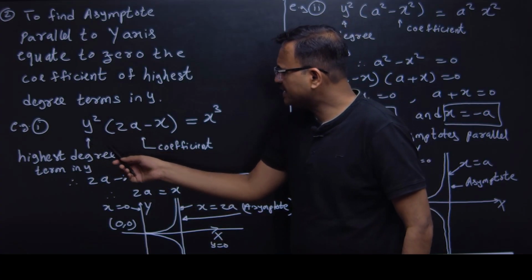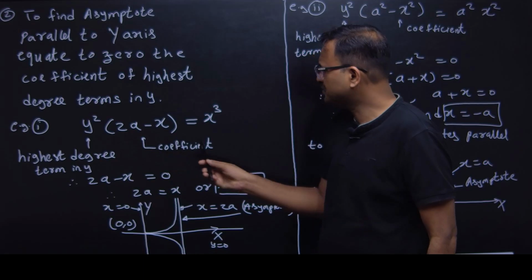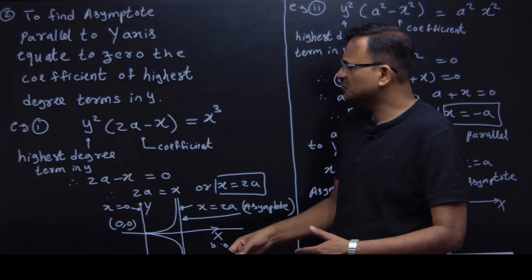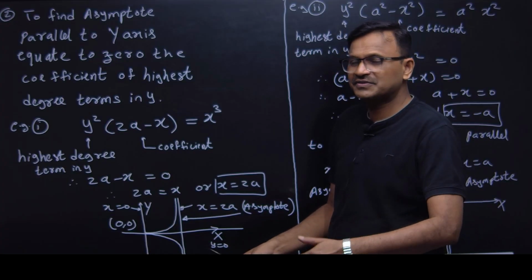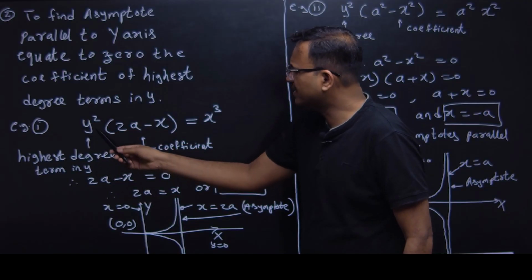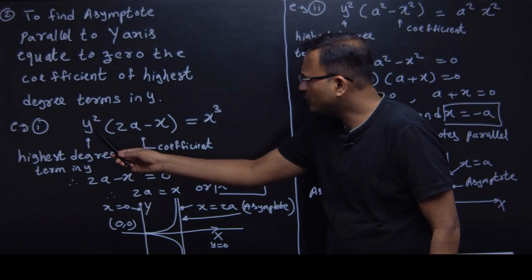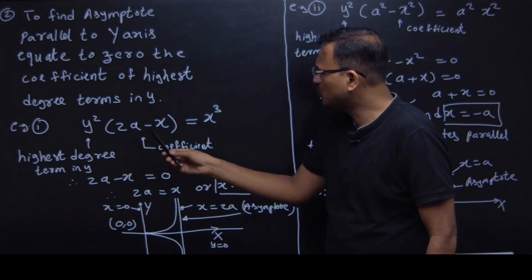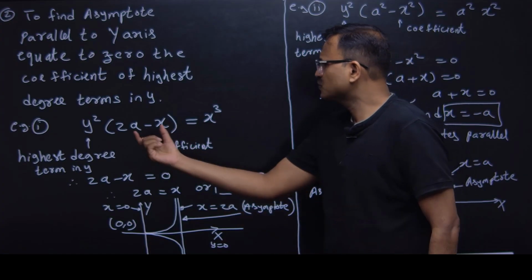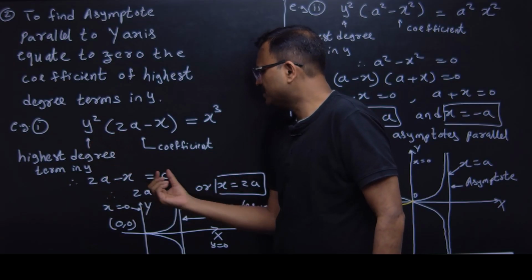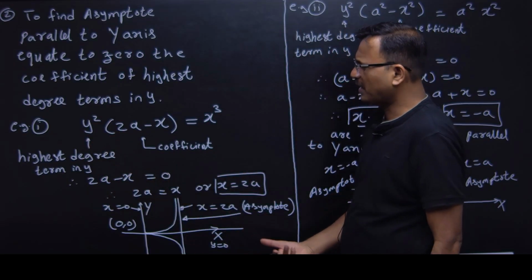First, find what is the highest degree term of y in the equation. In this equation, you can see that the highest degree term of y is y square. There is no other term of y in the equation with degree more than 2. So y square is the highest degree term of y in the given equation, and coefficient of that y square is 2a minus x. So y square here is multiplied with the bracket 2a minus x. So we equate the coefficient of highest degree term in y with 0 to find asymptote parallel to y-axis.